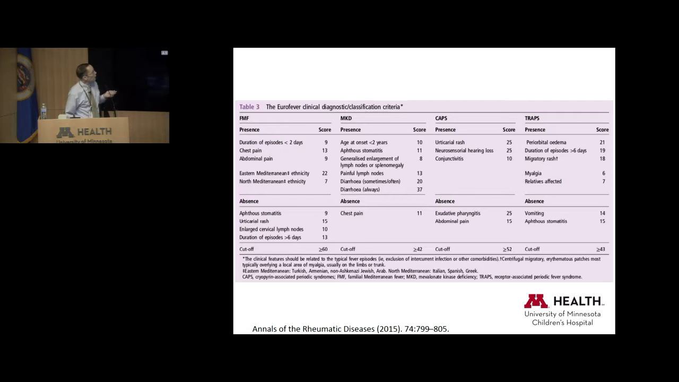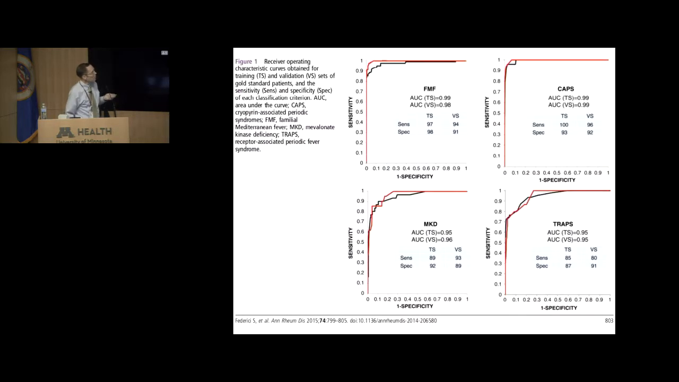And you get points if you have a feature, and you get points if you don't have a feature. So if you don't have aphthous stomatitis, you get 9 points. So it's a little confusing, but then there are cutoff scores. And so that's really nice to have, but even better, they actually perform well.